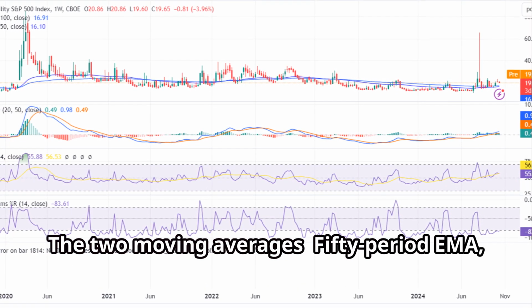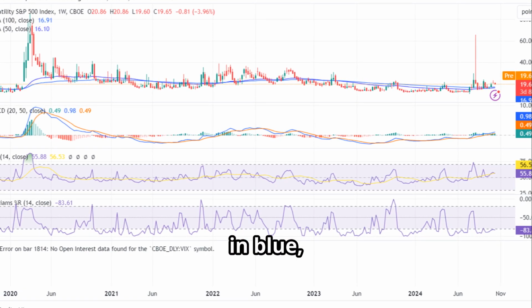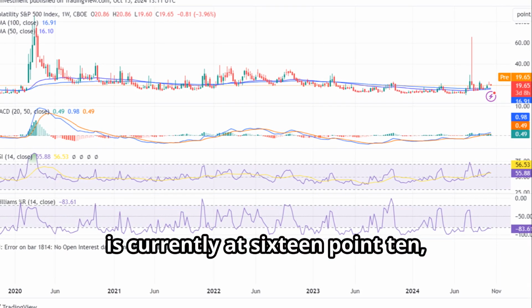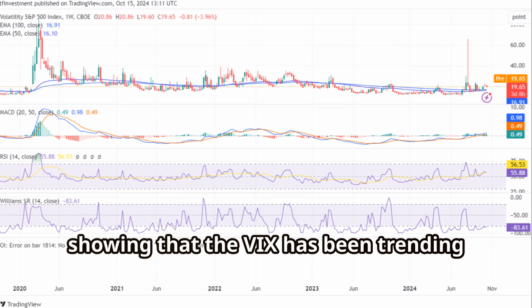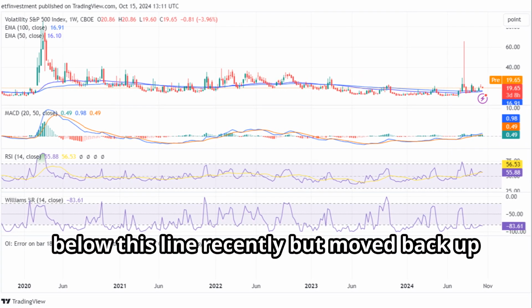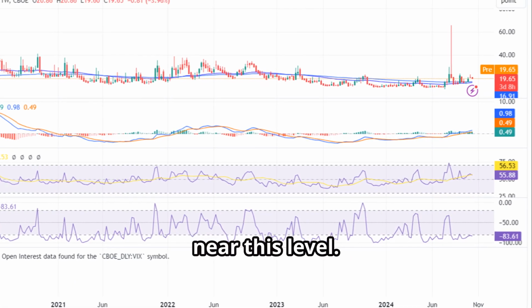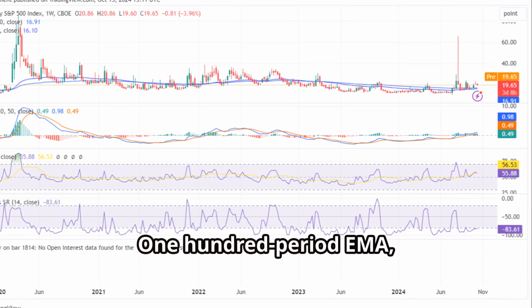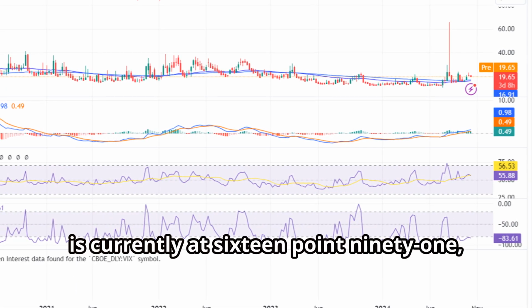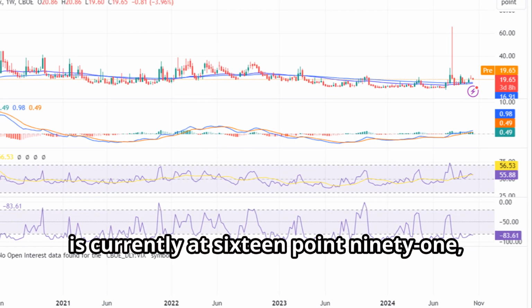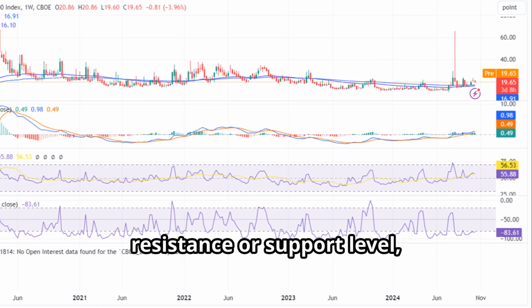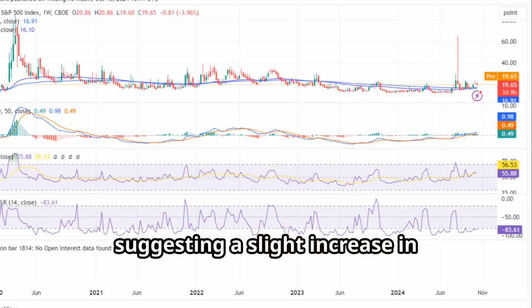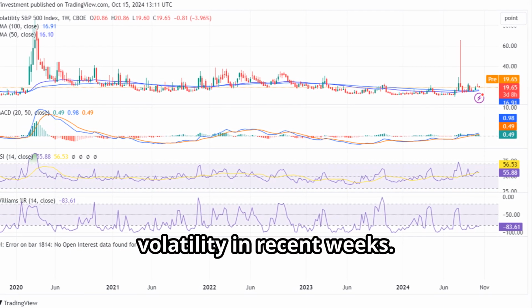The 2 moving averages, 50-period EMA, in blue, is currently at 16.10, showing that the VIX has been trending below this line recently, but moved back up near this level. 100-period EMA, in purple, is currently at 16.91, similarly acting as a potential resistance or support level, suggesting a slight increase in volatility in recent weeks.